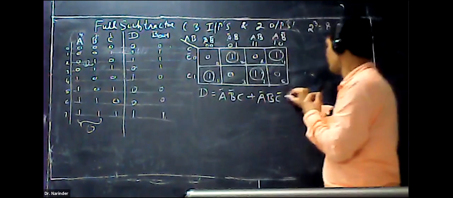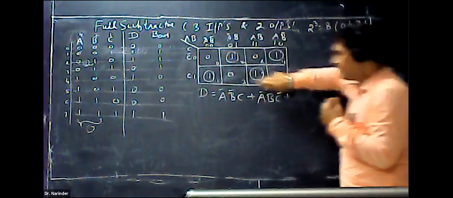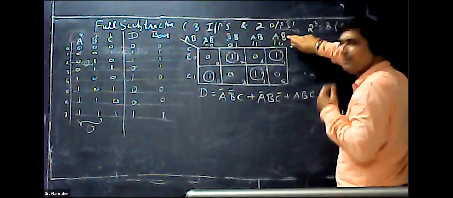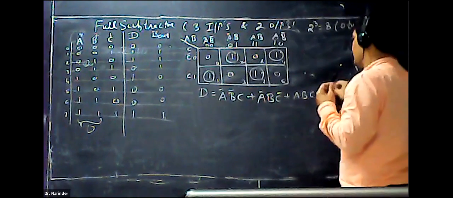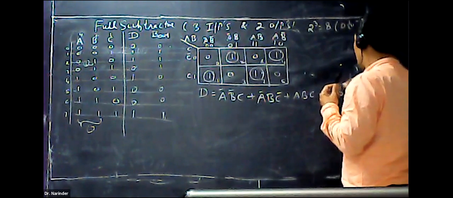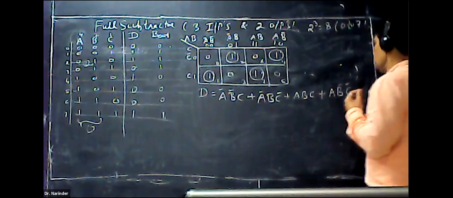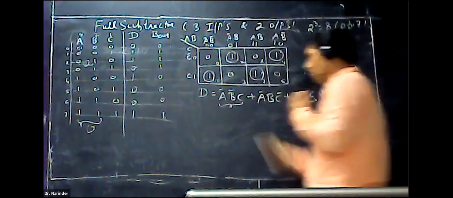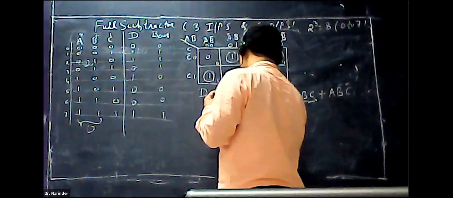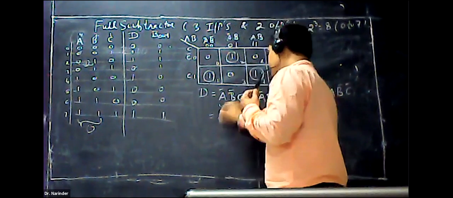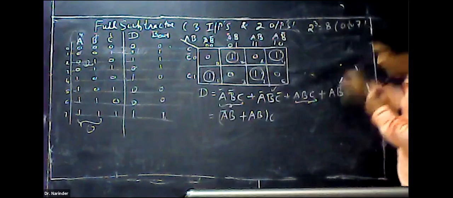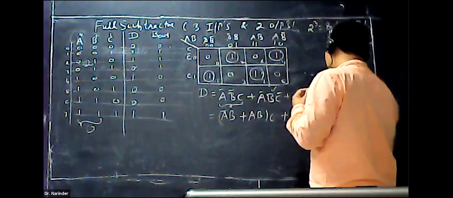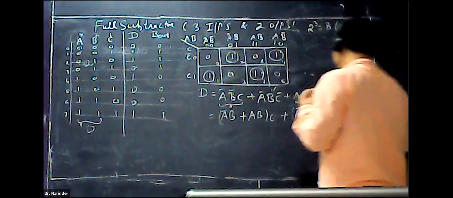Now, this one is AB, this side is C. It would be AB, C. This one is AB bar, this side is C bar. AB bar, C bar. From here, you can take C common. It would be A bar, B bar plus AB, C. From this and this one expression, you can take C bar common. That would be A bar, B plus AB bar, C bar is taken common.